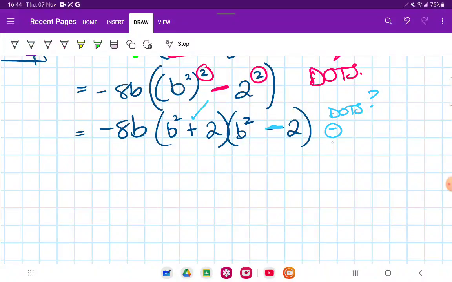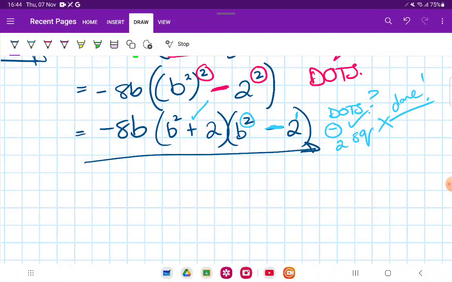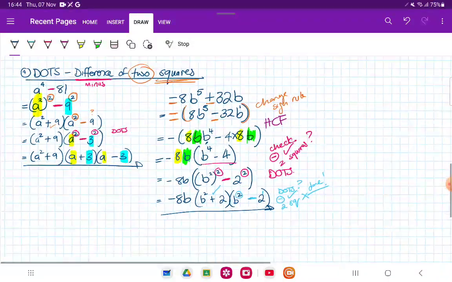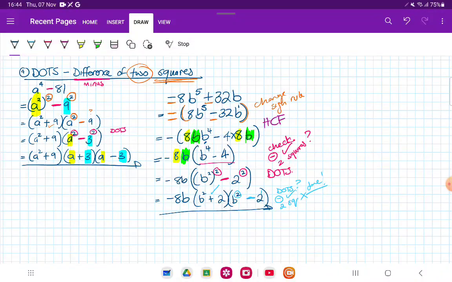Do I have 2 squares? This is 1 square, but that's to the power of 1. So no, 2 squares I do not have, so I am done. That's as simple as it gets. There's your final answer. That is how you do dots.